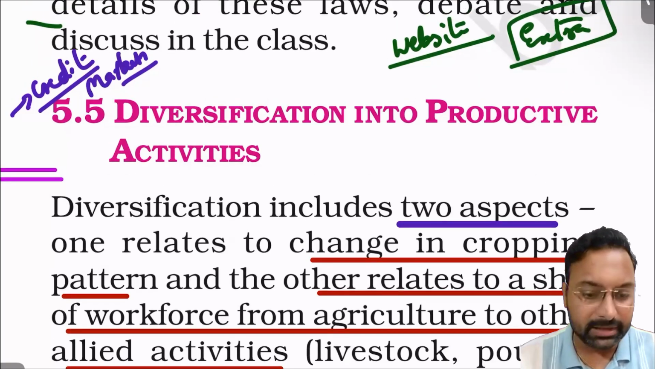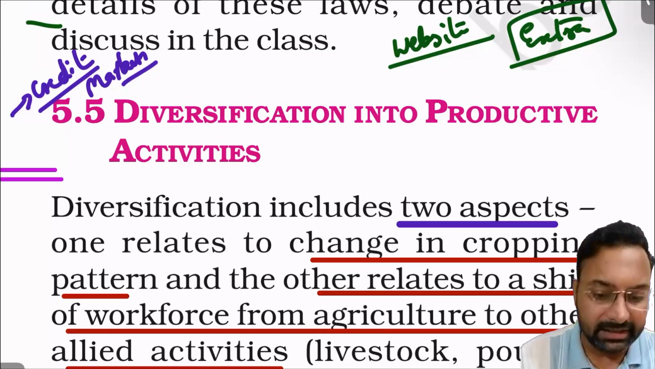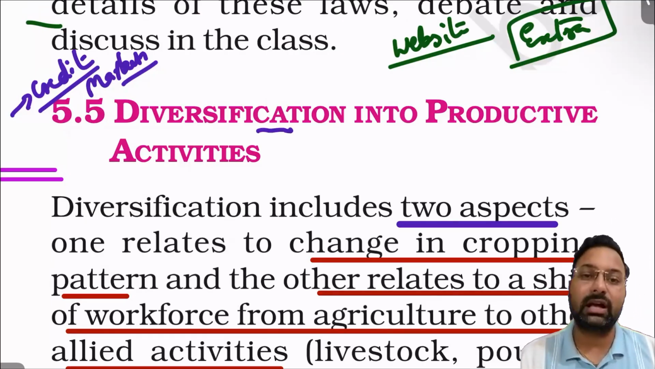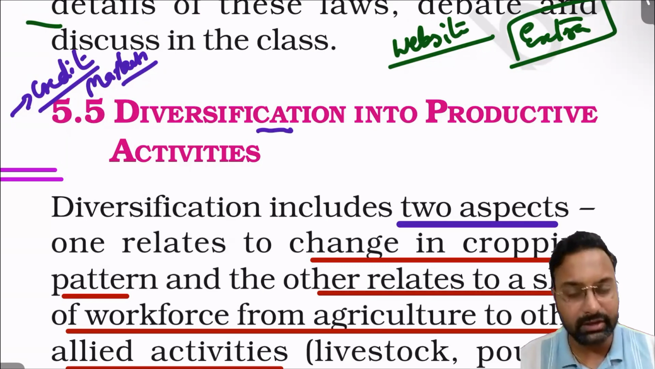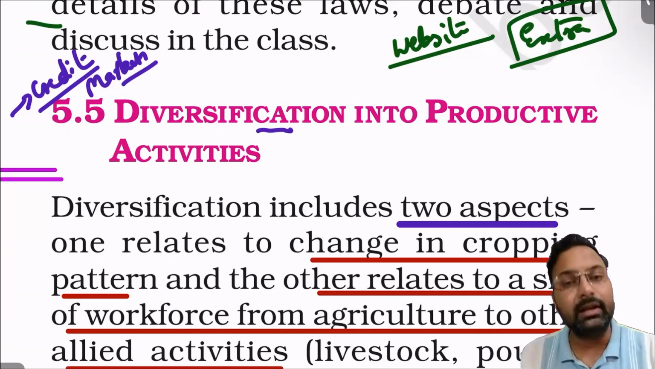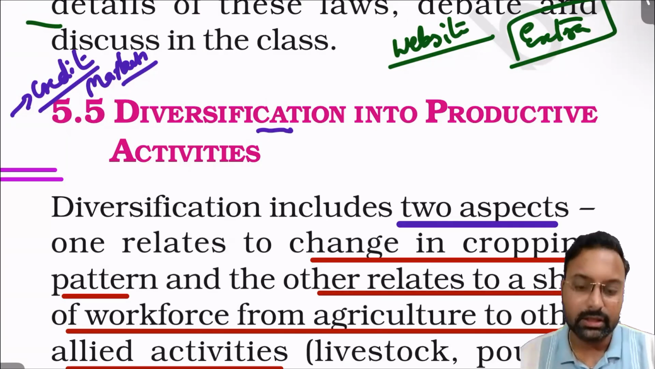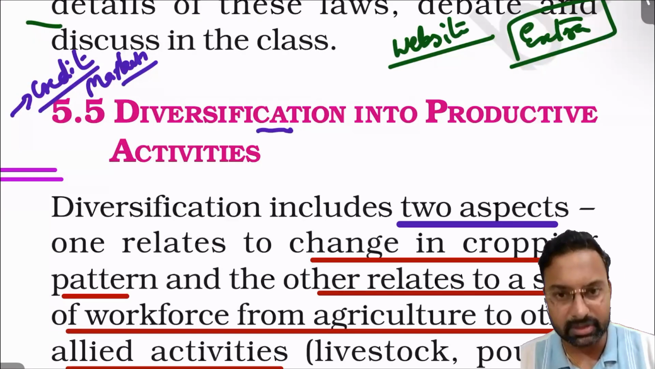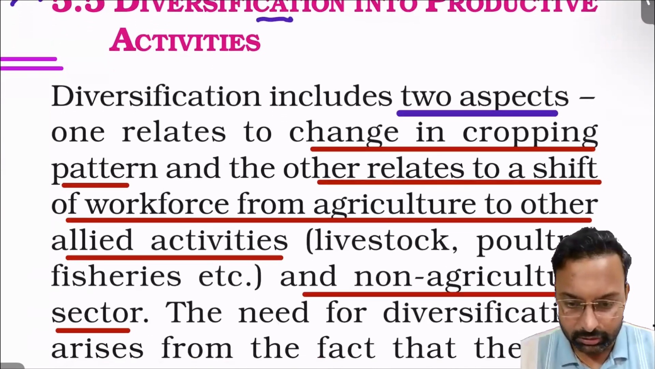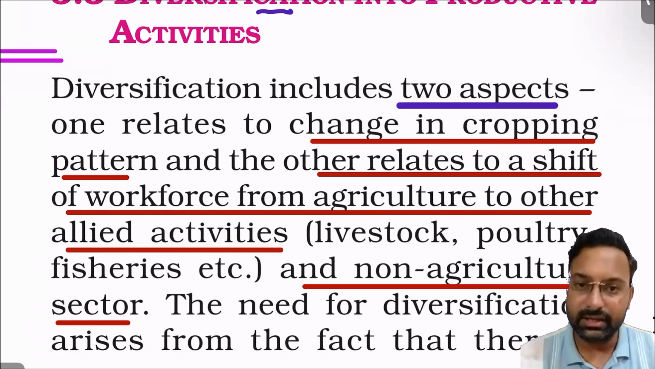Now, one of the important methods is diversification into productive activities. They have to diversify; they don't have to depend only on agriculture. They have to diversify into other sectors also. So what are those sectors in which the farmers or the rural people can diversify? Let's discuss this. Diversification is of two types.